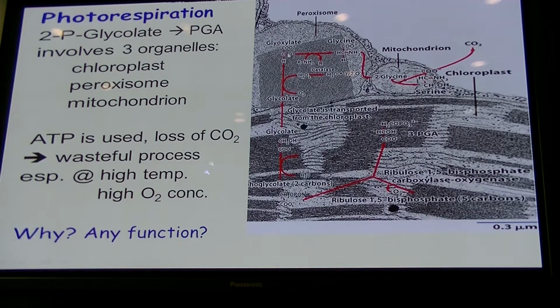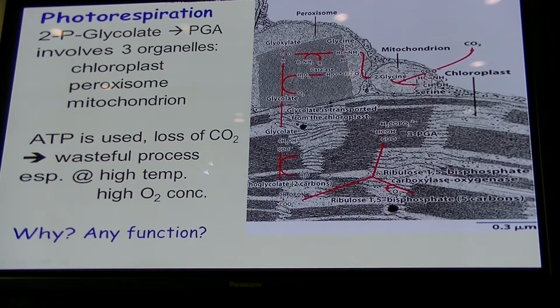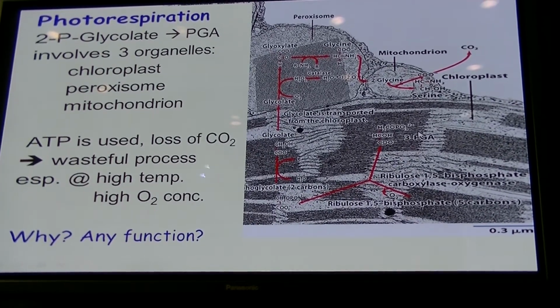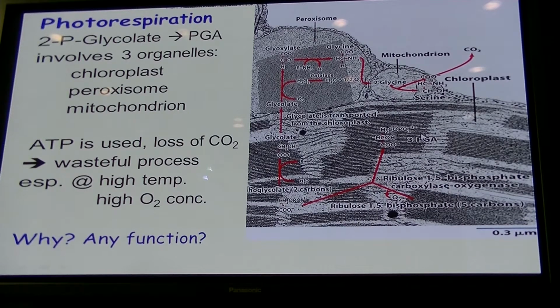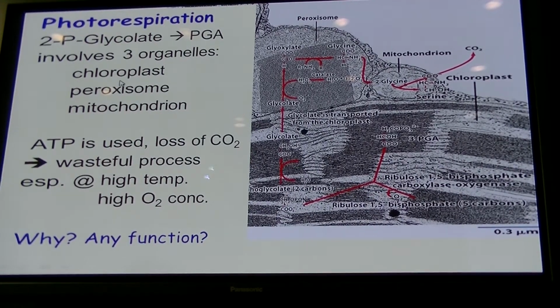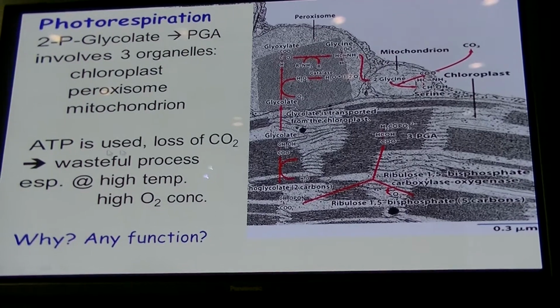The glycolate is then converted to an amino acid, glycine, and that just drives this reaction forward. Then in the mitochondrion, the two glycine are used to form serine. And then that's deaminated, and we get back to the starting point here of something that we can use in the Calvin cycle. So what you need to know is 3 organelles are required for the completion of photorespiration. That's the chloroplast, the peroxisome, and the mitochondrion.